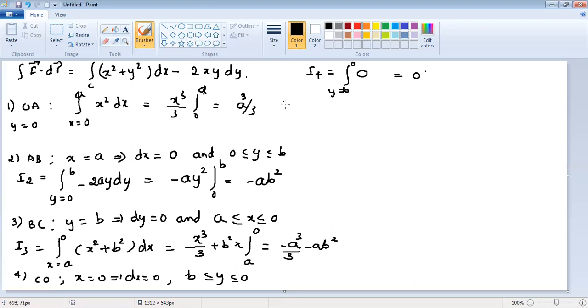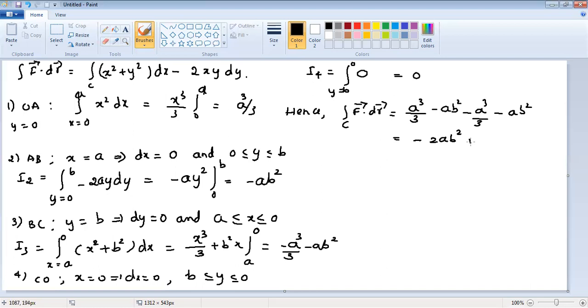Hence, the integral over C of vector F dot vector dr is equal to the sum of all the line integrals. So it is a cube by 3 minus ab square minus a cube by 3 minus ab square. So it is minus 2ab square. We call this equation 1.